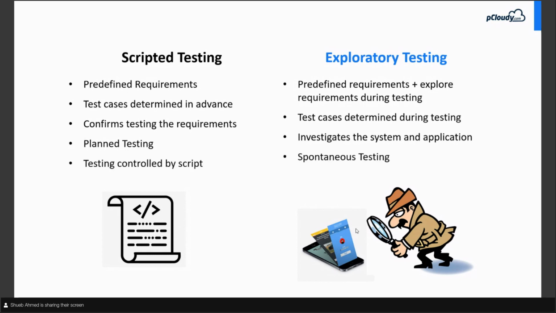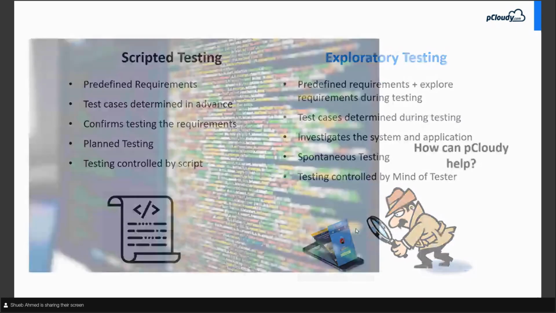It is spontaneous, whereas in exploratory testing, the testing is controlled by the mind of a tester, right? In scripted testing, the testing is controlled by script. So it depends on the tester, what logical reasons, what logical steps the tester wants to follow. So you have this difference in a nutshell, on an overview.